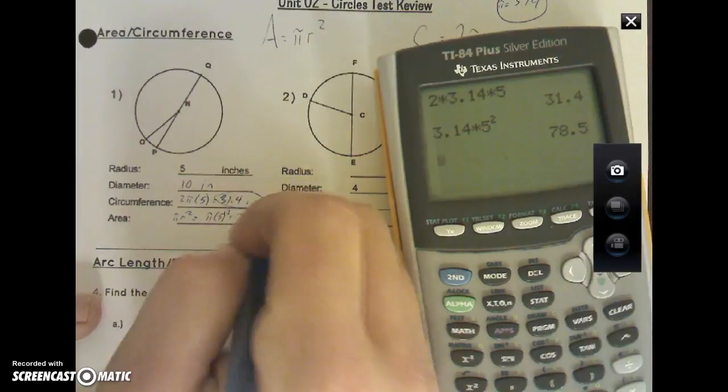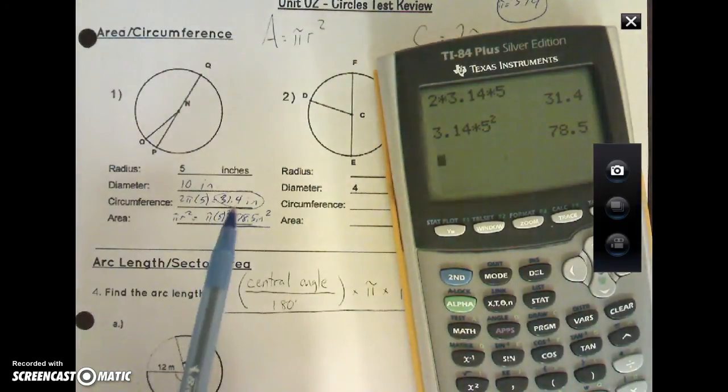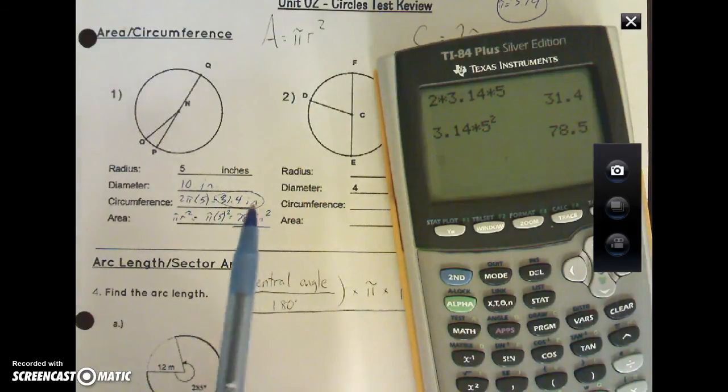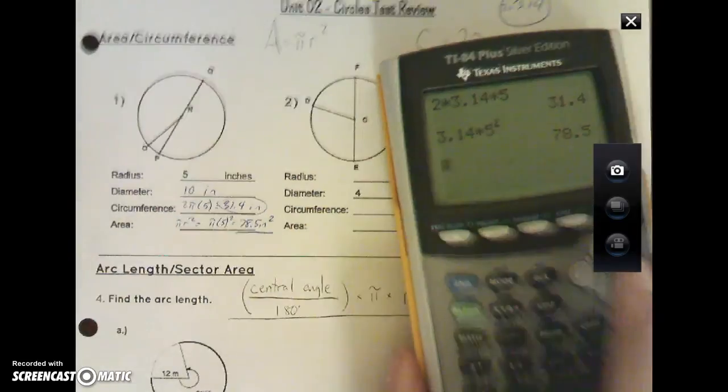inches squared. Please be careful, everyone, for your units. I know I've stressed this with the arc length and with the area of a sector. It's inches for circumference. It's inches squared for area. That's across the board.